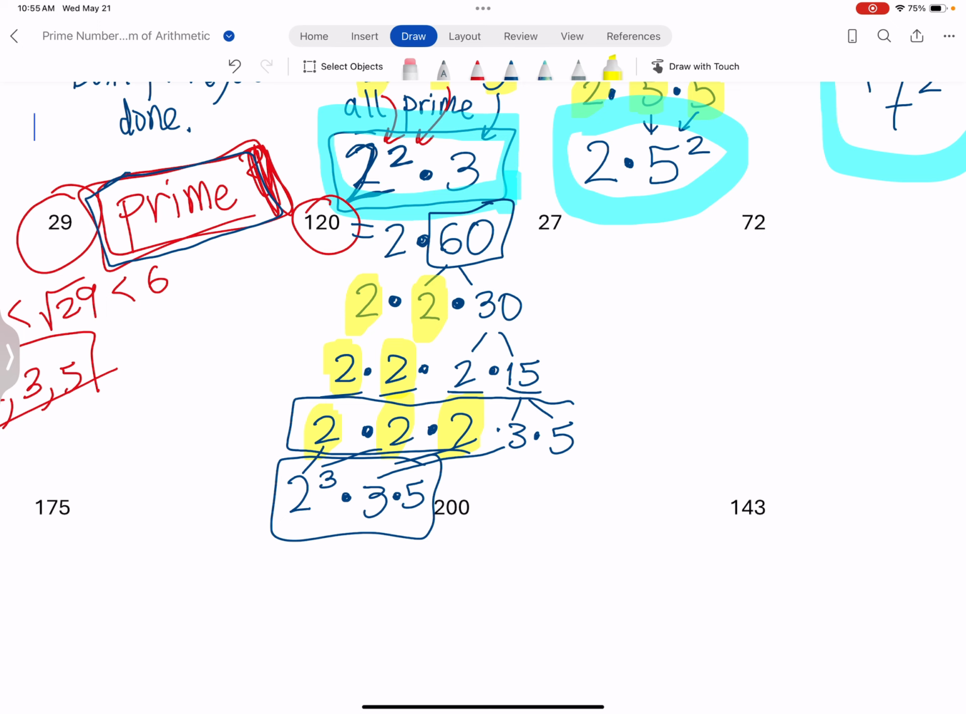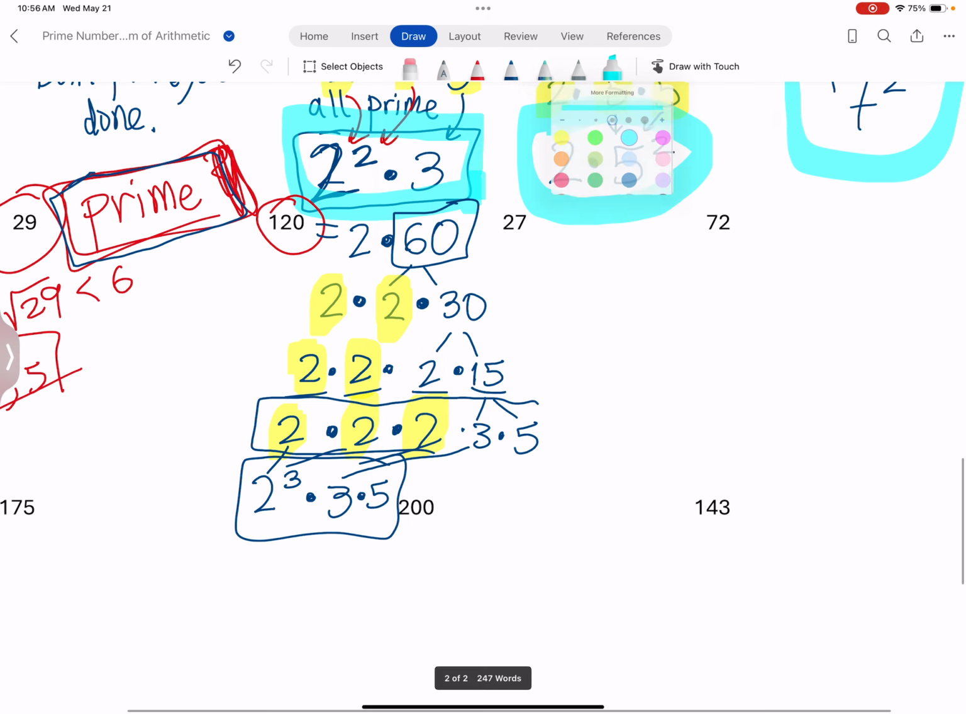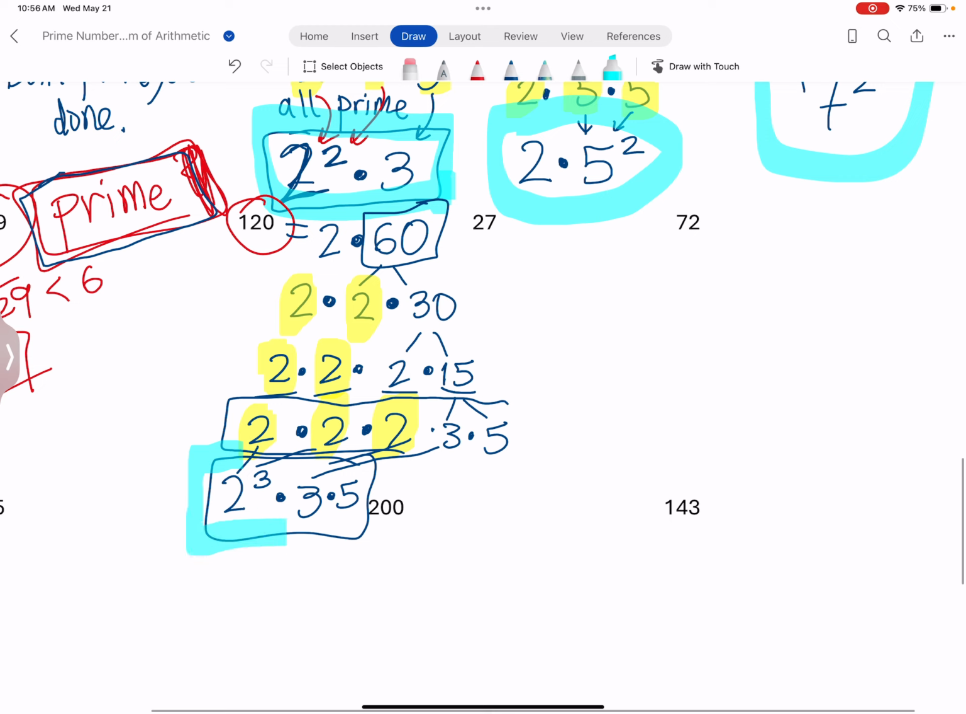Even though there are probably a lot of ways you could break that down, you should end in this exact same answer that we got, as long as you write things in the same order and all that. All right, how about 27?